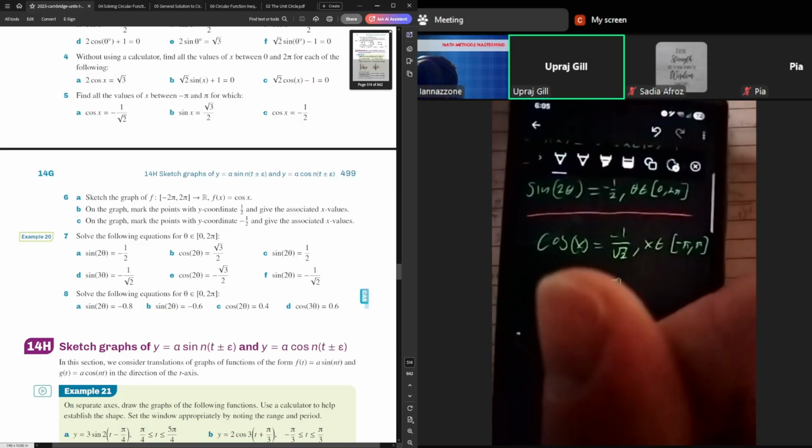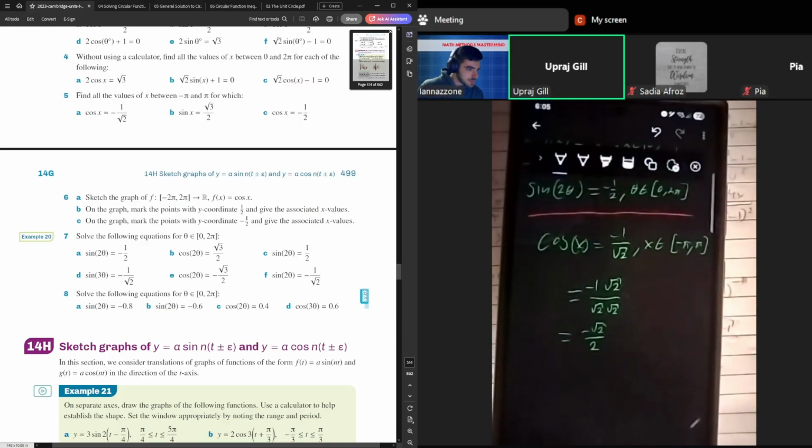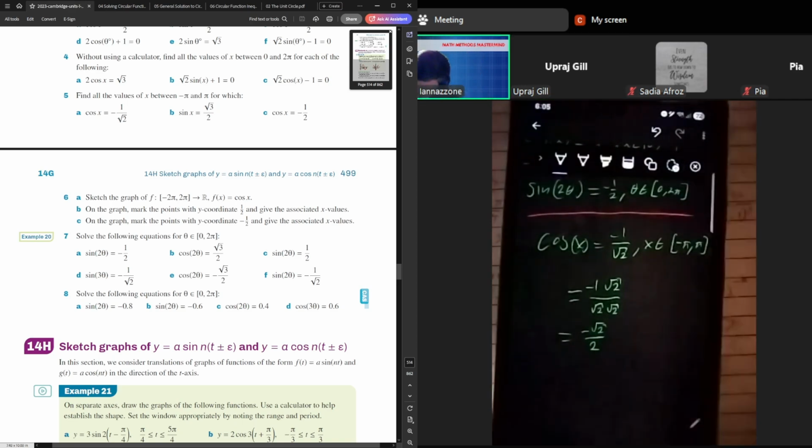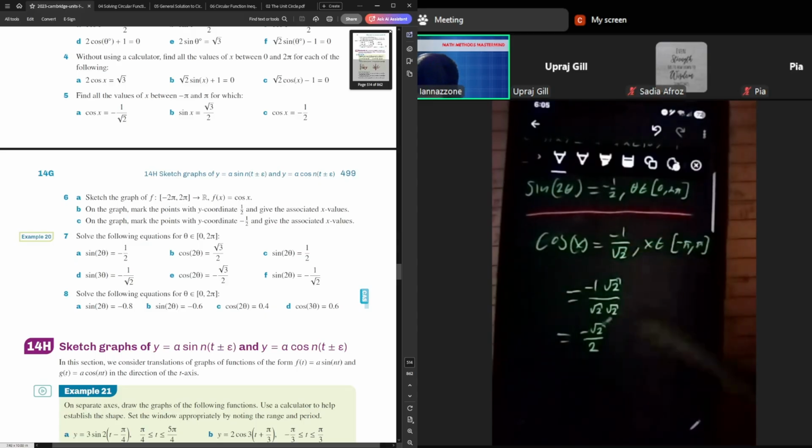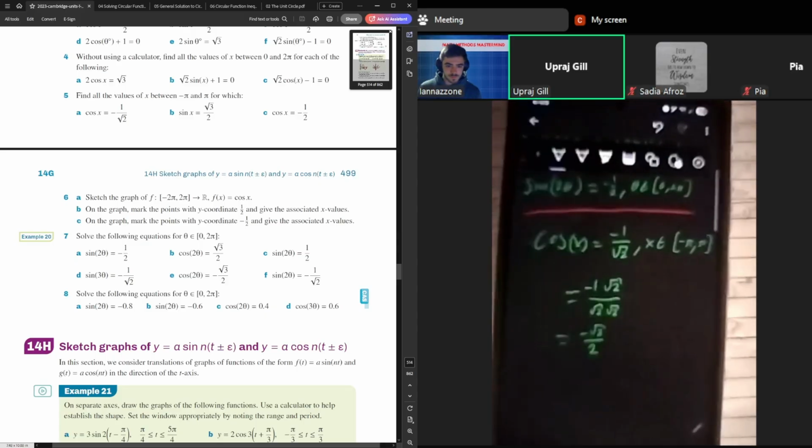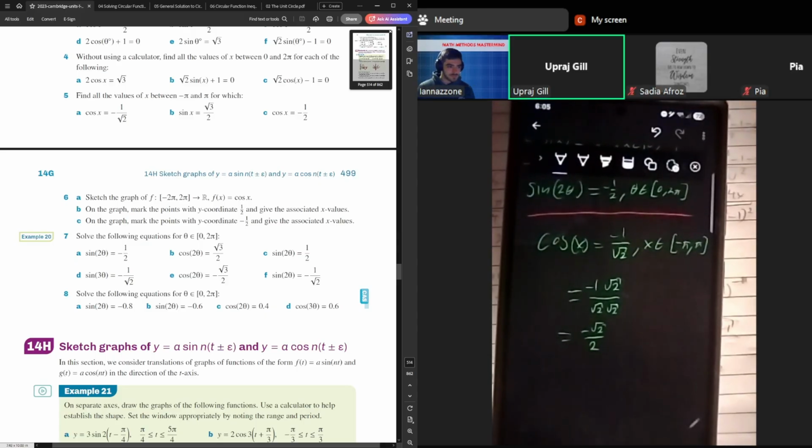3 pi over 4. Yeah, 3 pi over 4, that's one of them. But the next value is outside of our domain. It is if you go in a positive direction. So that'll be the largest of our angles. Remember, domain is negative pi to pi though, not 0 to pi. All right. Okay.